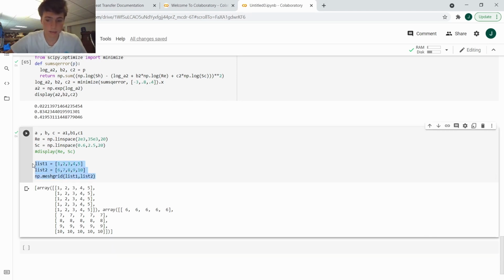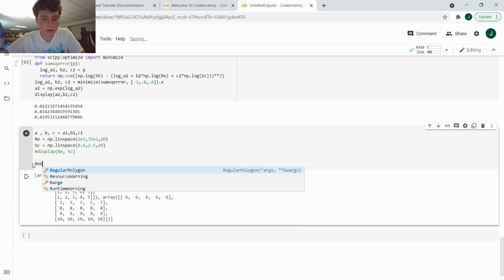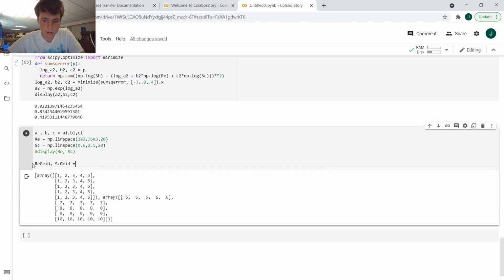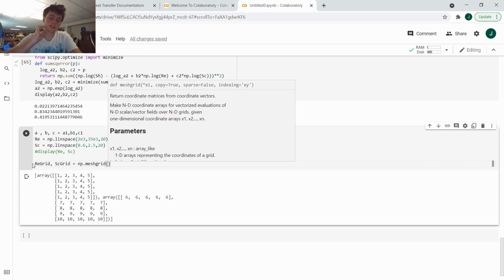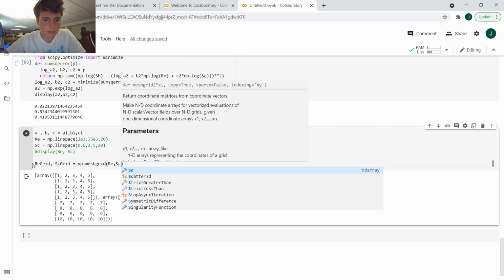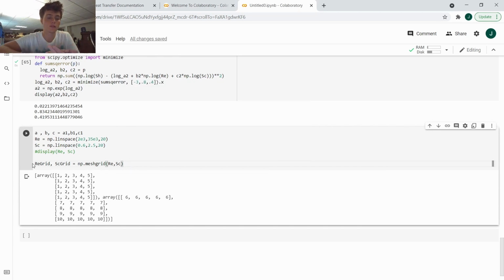So we can just go ahead, we'll call it Reynolds grid and Schmidt grid is equal to np.meshgrid. So the second thing you input is going to be the one that's going to be held constant. So you're going to have lines that are orthogonal to that axis. So Reynolds and Schmidt. So it's going to give us Reynolds grid is just going to be all the Reynolds numbers from 2,000 to 35,000. And then the Schmidt numbers are going to remain constant.